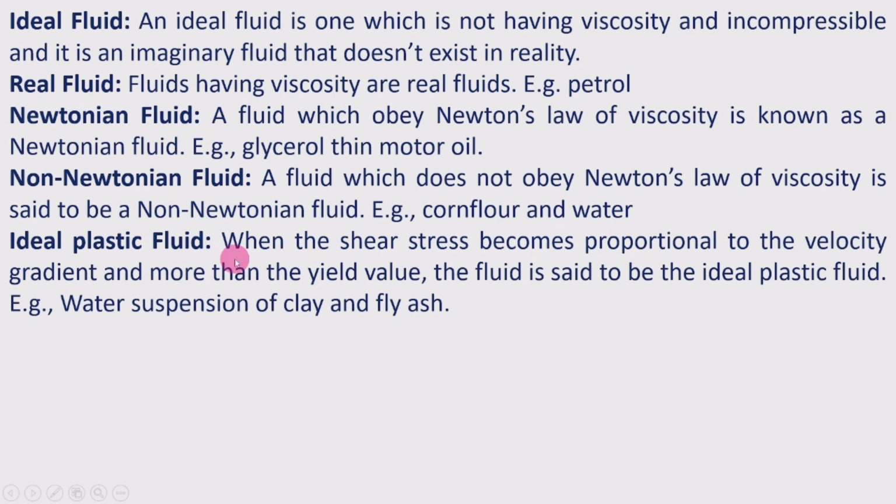The next one is the ideal plastic fluid. When the shear stress becomes proportional to the velocity gradient beyond the yield value, that is, the shear stress is directly proportional to the velocity gradient only after the yield value, the fluid is said to be an ideal plastic fluid. I am going to take that next, while sketching the expression of this on the graph. An example is a water suspension of clay and fly ash, and that is the ideal plastic fluid.